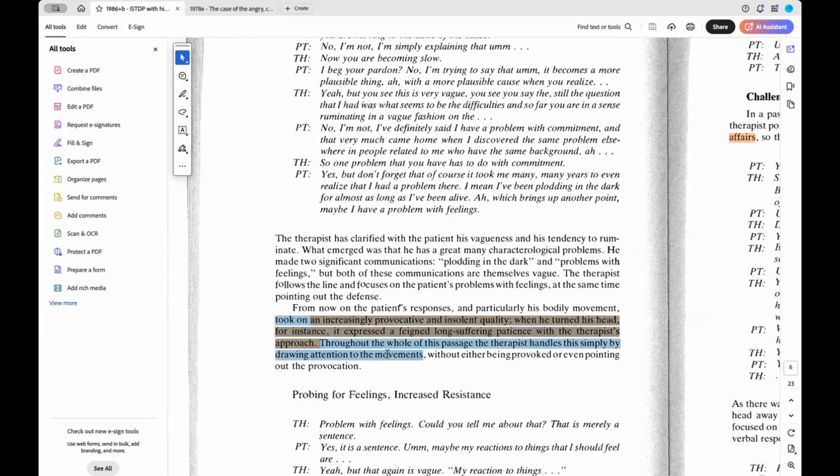See this piece right here that I have highlighted in orange. Quote, "an increasingly provocative and insolent quality. When he turned his head, for instance, it expressed a feigned, long-suffering patience with the therapist's approach." So I think what's noteworthy here is that Davanloo is not focusing on just individual defenses, but the overall quality of the patient's manner of relating, what Wilhelm Reich referred to as the constant attitude.